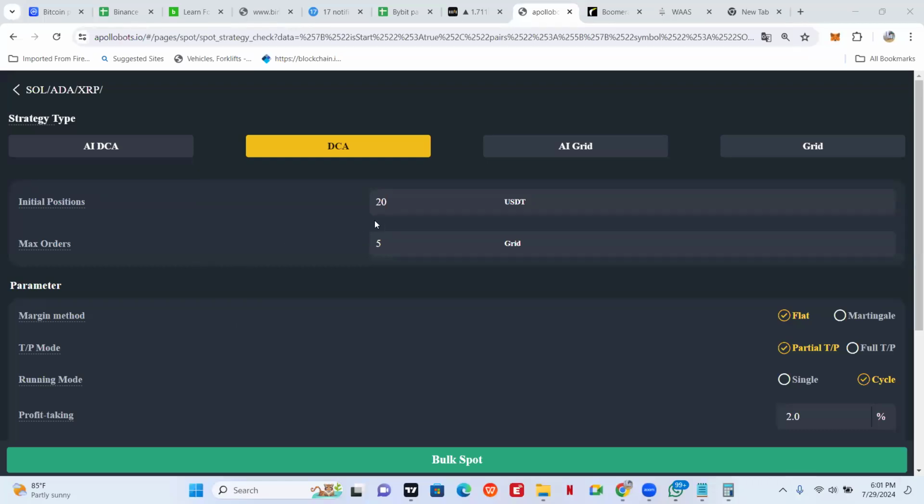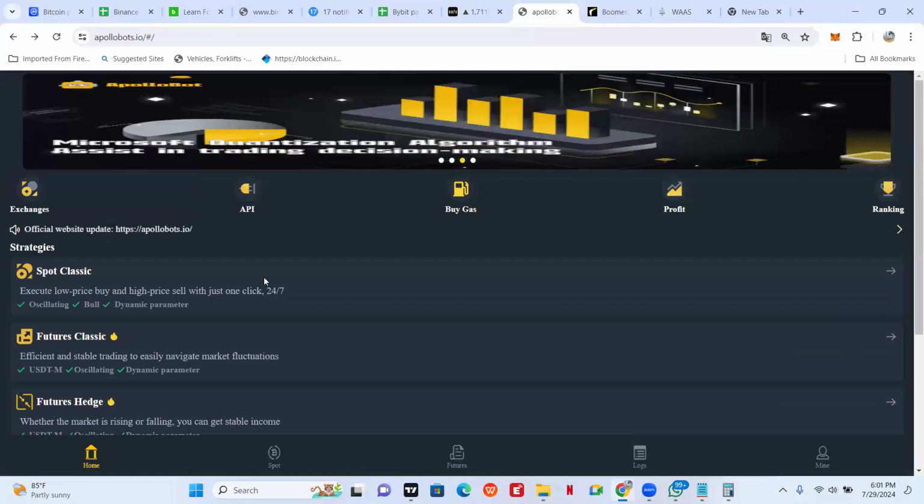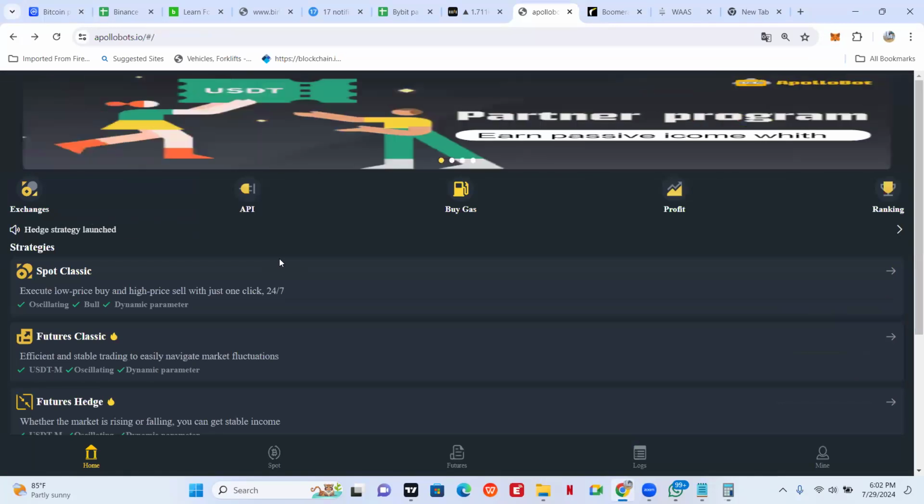Spot is very interesting, but it's a market where you also have to be patient. All right, so what else? I've talked about, Apollo is free. Yes, I've talked about that.